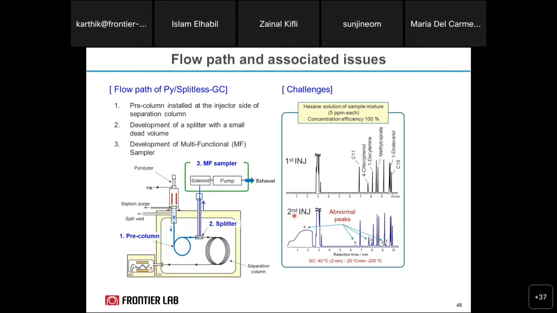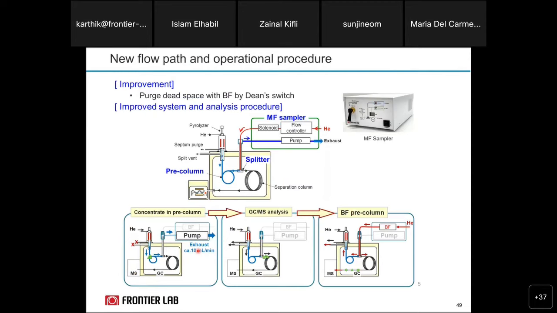But one problem we have seen: when you do the second analysis, there is a broad peak. This could be because of the dead volume in this pre-column. We tried to address that in our second approach. Previously I showed the pre-column, splitter, and suction pump. Now we have added one more flow controller for the helium. This will help to backflash the column after the analysis, so that you don't have any dead volume and it does not interfere in your subsequent analysis.